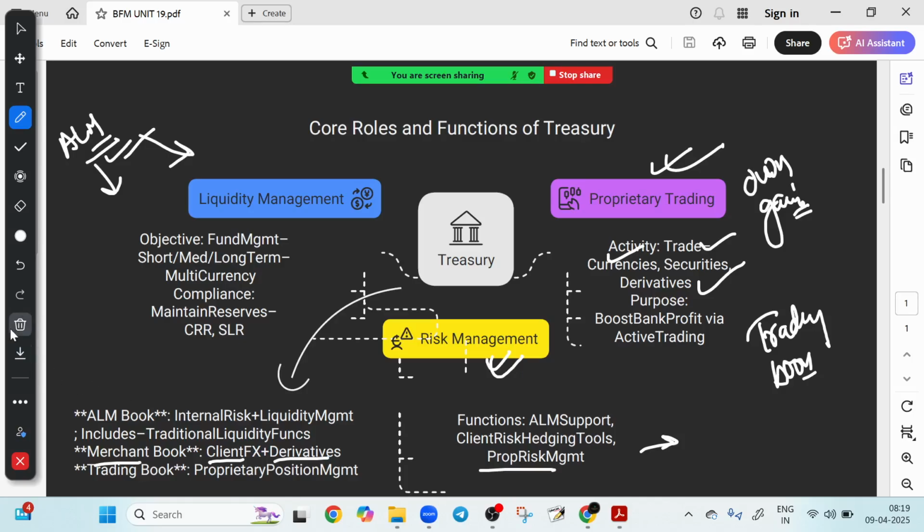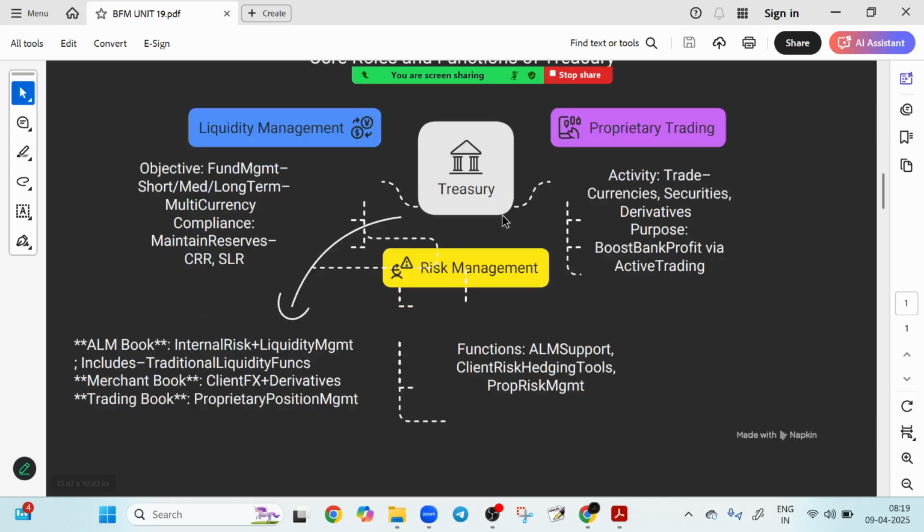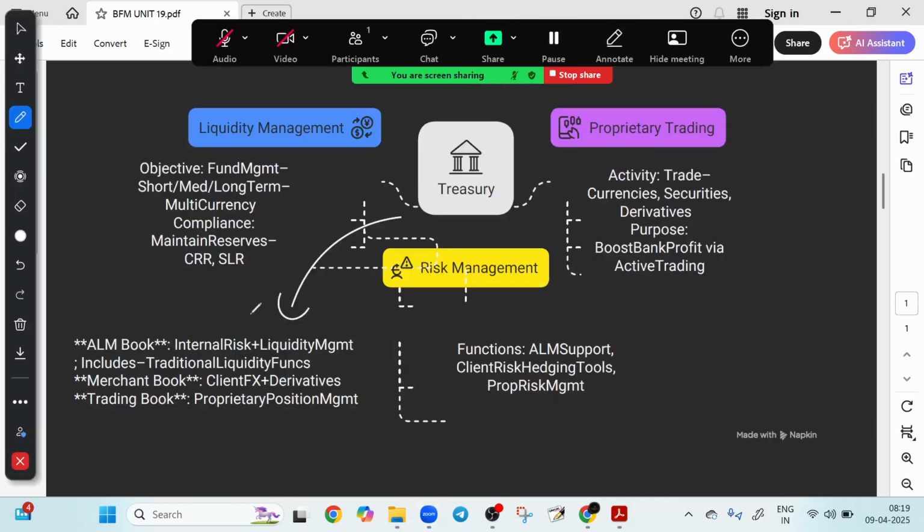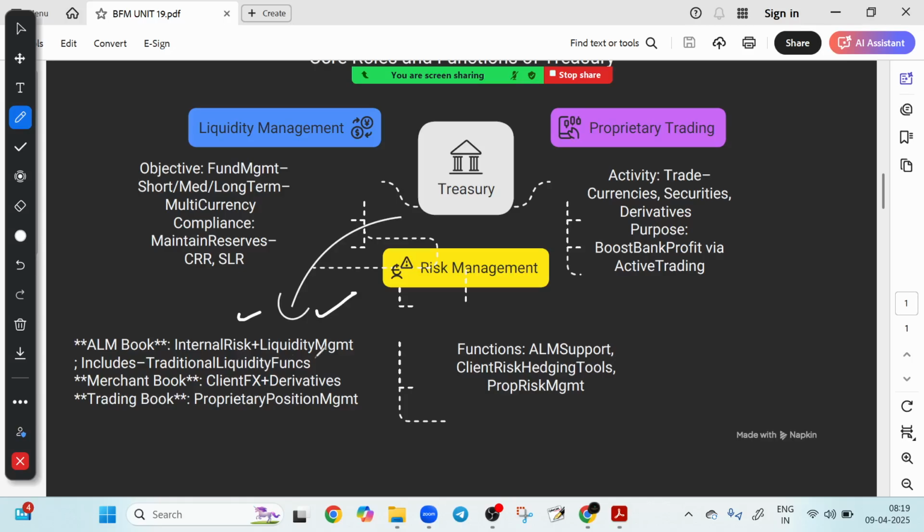So here you can see at the bottom, I have just summarized the fact that the ALM book includes what? Internal risk plus liquidity management. It includes the traditional liquidity function, ALM book, remember it. Then the merchant book includes derivative and client foreign exchange risk. And if you talk about the trading book, it includes proprietary position.